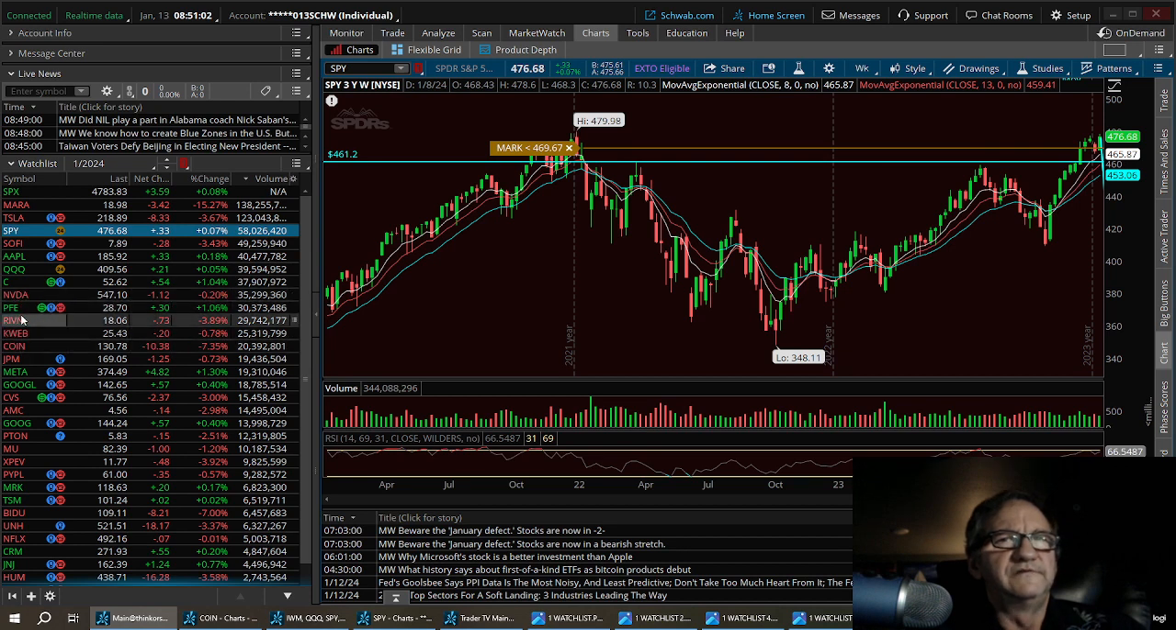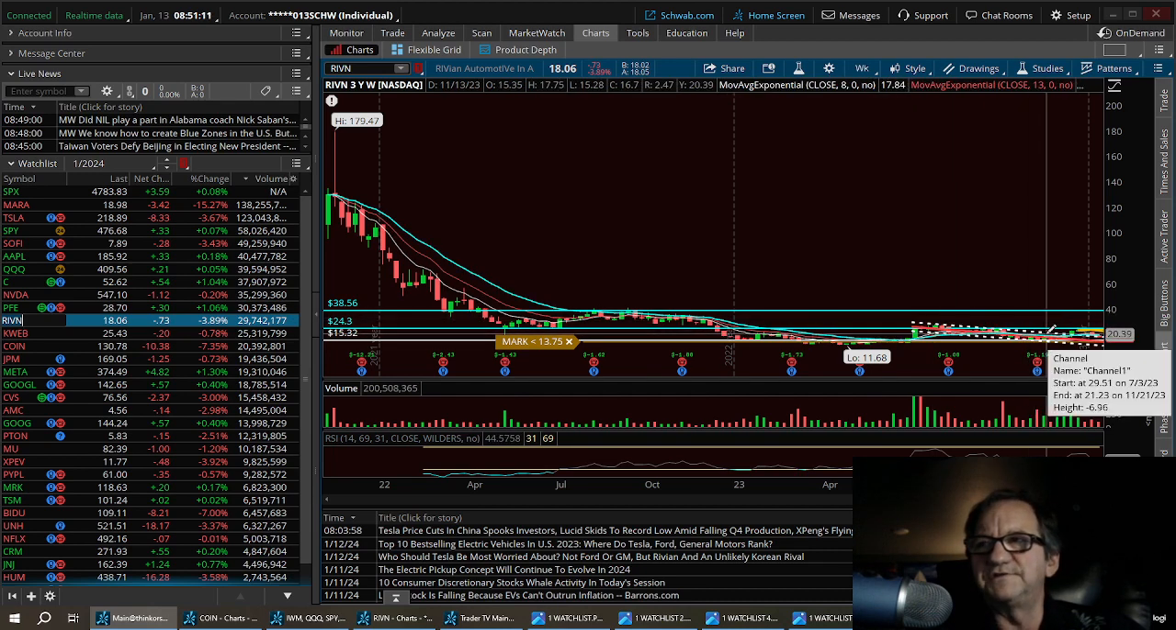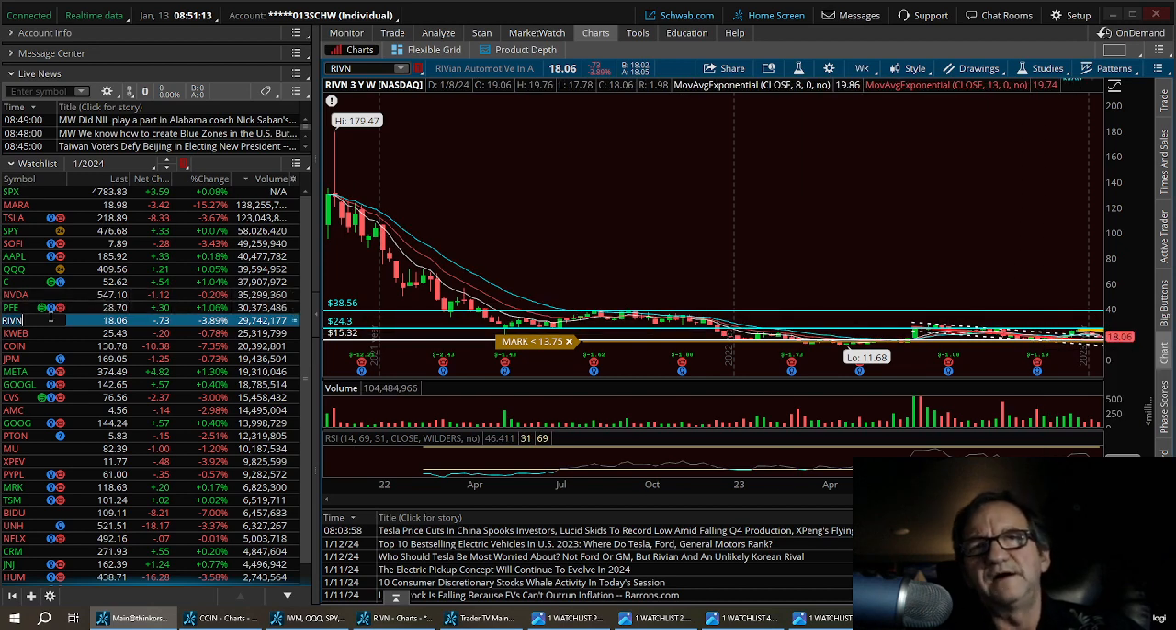That's NVIDIA. We've got Rivian. Now, I was all hyped up about Rivian, and then the word came out that they weren't building that many cars after all, and the thing pulled back. So I'm glad I wasn't swinging it. That's why I trade one trade at a time, and I do my thing.